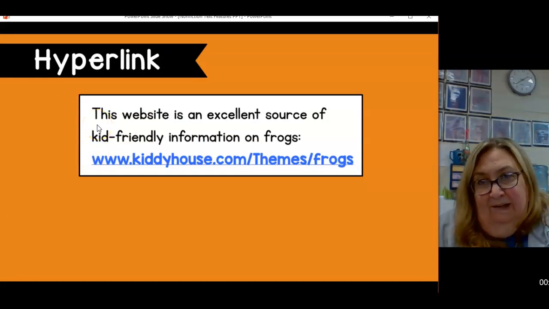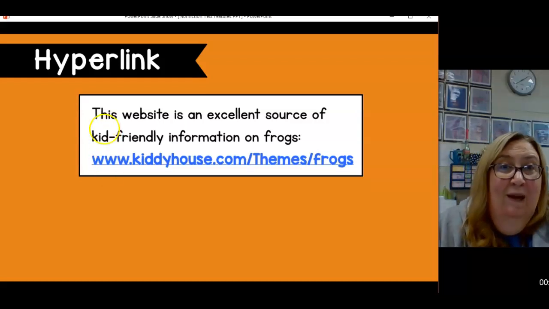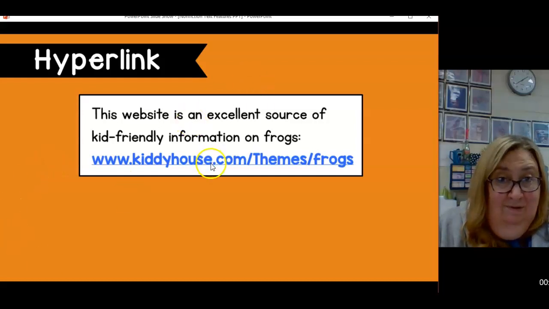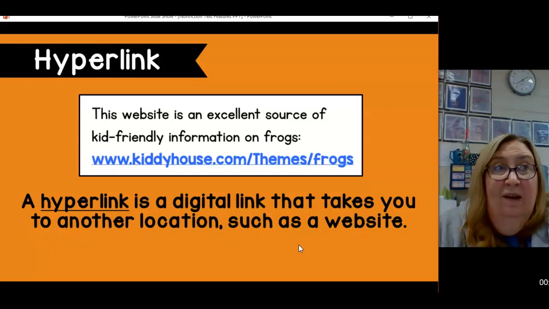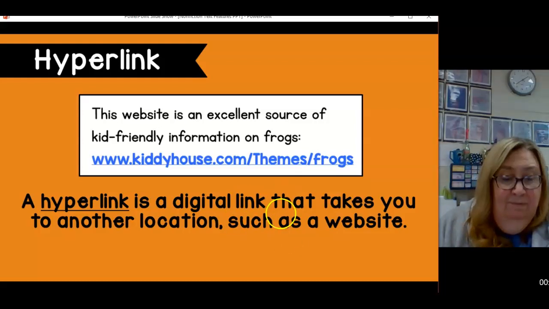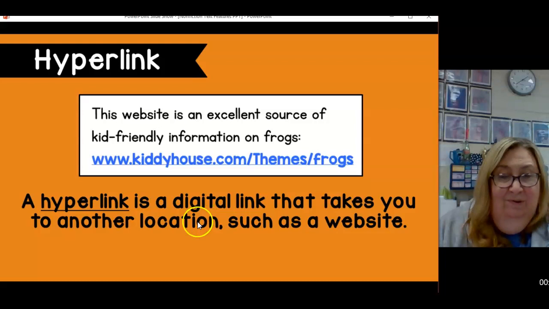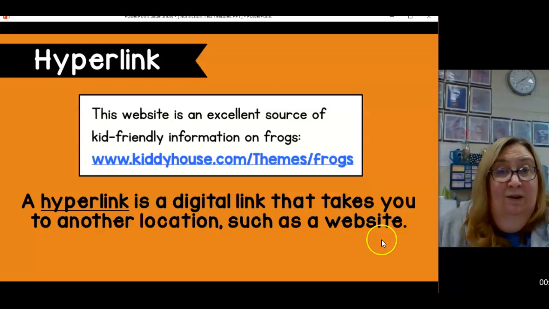Finally, we're going to talk about hyperlinks. Hyperlinks don't exist in paper copies that you are reading, not in textbooks, because you can't click on paper. Hyperlinks, like this one, are a digital link and it takes you to another location, such as a website or to a video or to a form you have to fill out. So a hyperlink is a digital, that word's important, digital link that takes you to another location such as a website. Go fill in your companion, please.